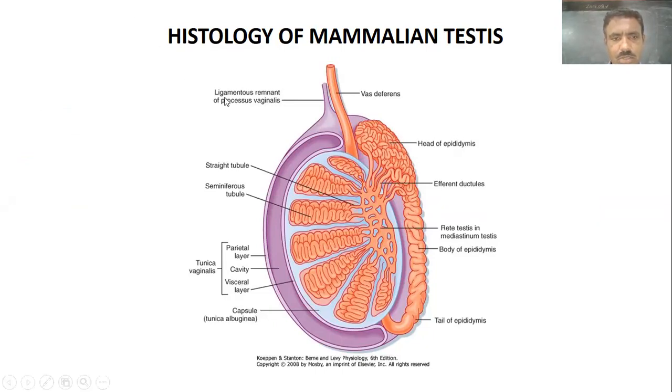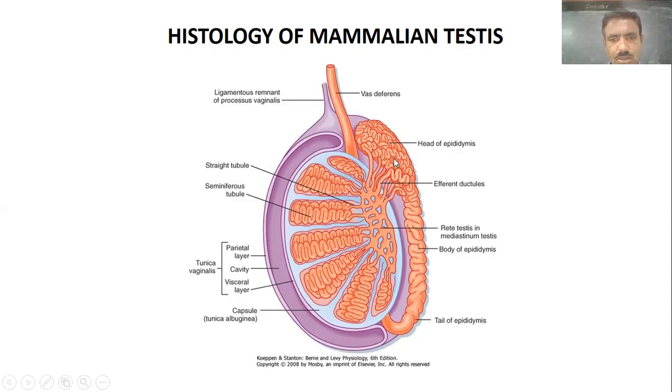The testis is covered by the tunica vaginalis. It consists of two layers, the parietal layer and the visceral layer. In between these two layers, there is a cavity. And inside the tunica vaginalis, a capsule is there. The major portion of the testis consists of seminiferous tubules. And this is the rete testis, and these are the efferent ductules.